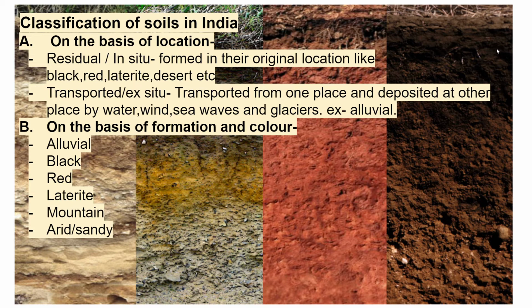And the second basis is on the basis of formation and color. How the soil has been formed. Who has formed the soil? The soil is of different types like alluvial, black, red, laterite, mountain and arid soil. You have in your syllabus the first four: alluvial, black, red and laterite. Here in the picture also you can see that there are different types of soils according to its bed. So you see the depth also and the hardness also. But let's see the detailed classification on the types of soil on the basis of formation. We are going to study this basis in detail.